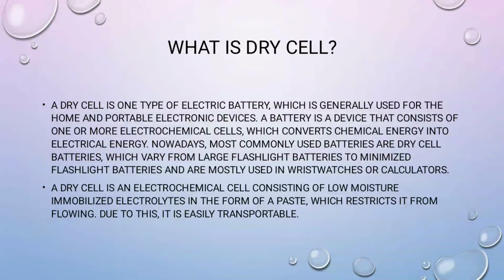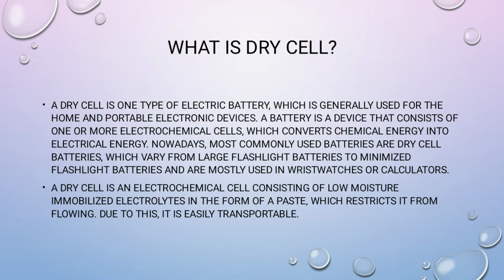So what is a dry cell? A dry cell is one type of electric battery which is generally used for the home and portable electronic devices. So it's basically the cells which are coming in the market, AAA batteries, AA batteries, which we use in our daily life.